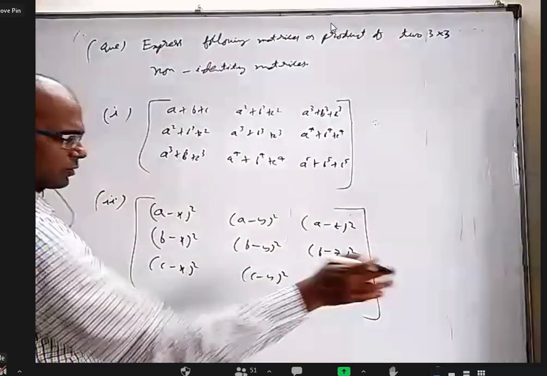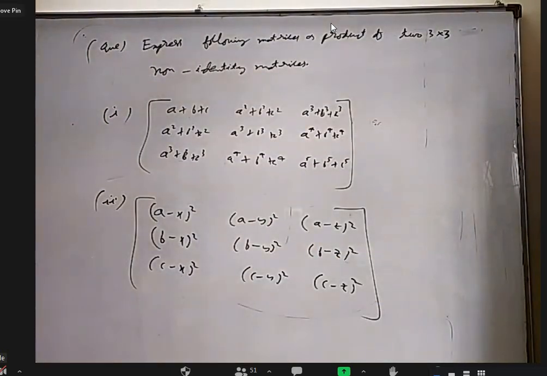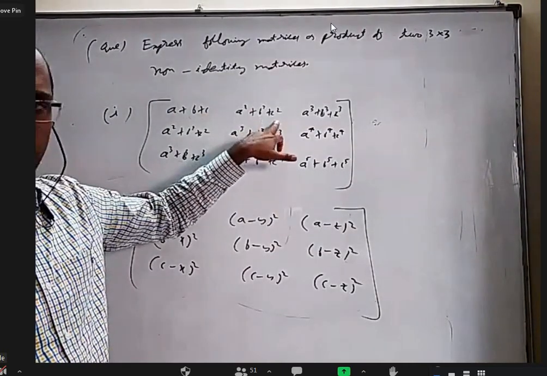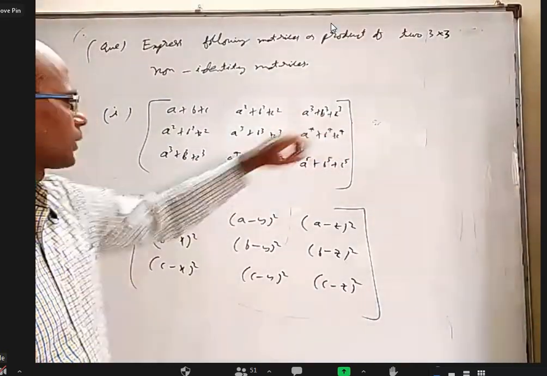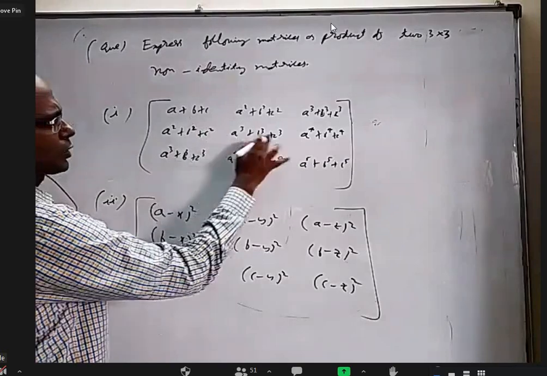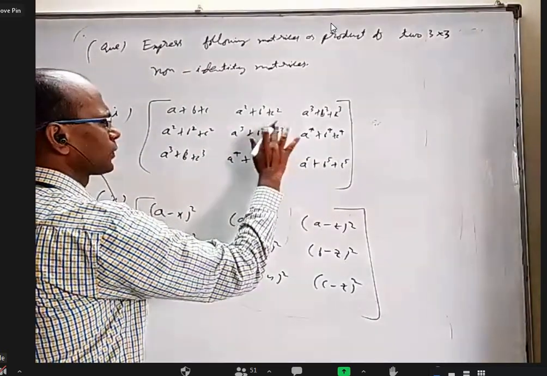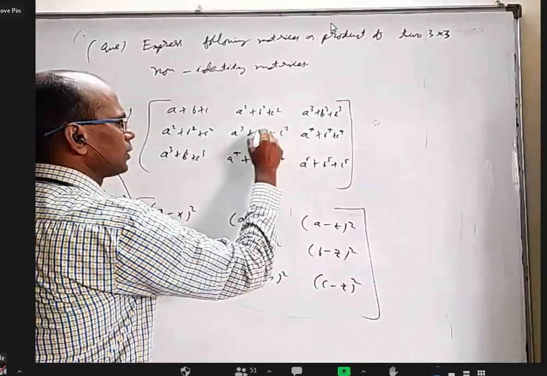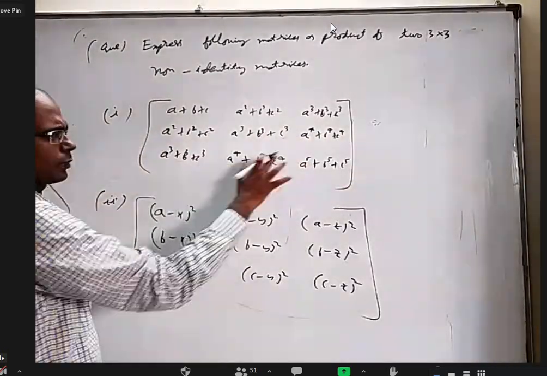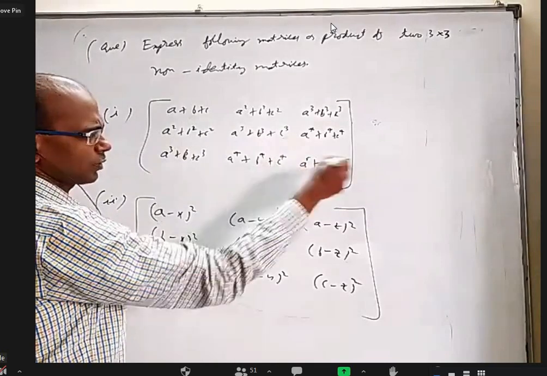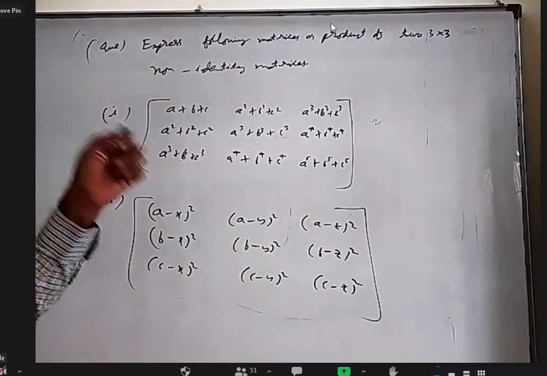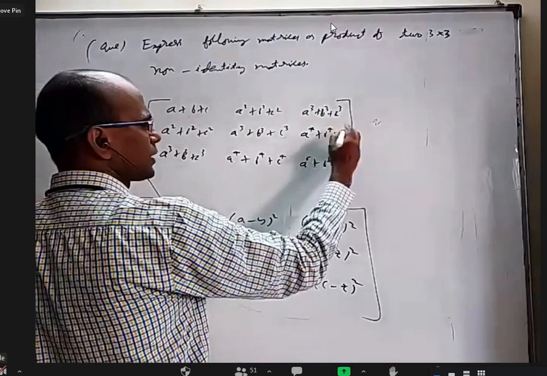Sir, can you read first question once, sir? A plus B plus C, A square plus B square plus C square, A cube plus B cube plus C cube. Yes, sir. This is again A square plus B square plus C square, A cube plus B cube plus C cube, A power 4 plus B power 4 plus C power 4. A cube plus B cube plus C cube, A power 4 plus B power 4 plus C power 4, A power 5 plus B power 5 plus C power 5. It is a pattern, so you can easily identify. Even if you don't understand a particular letter, I'm sure you can see the pattern and catch it.